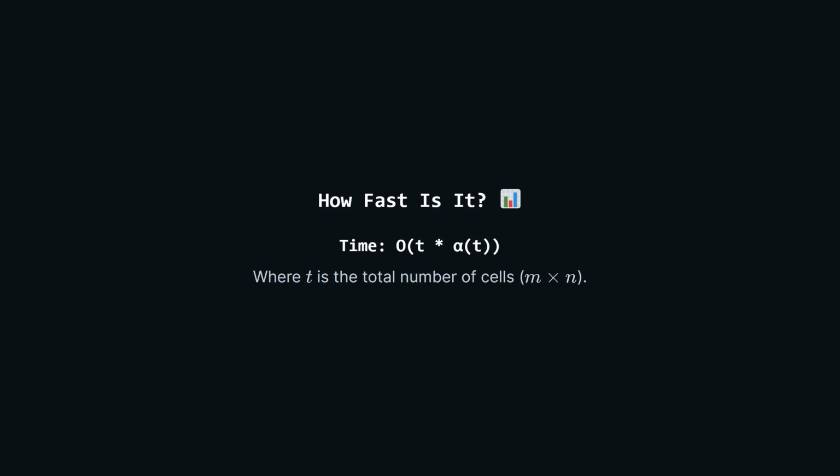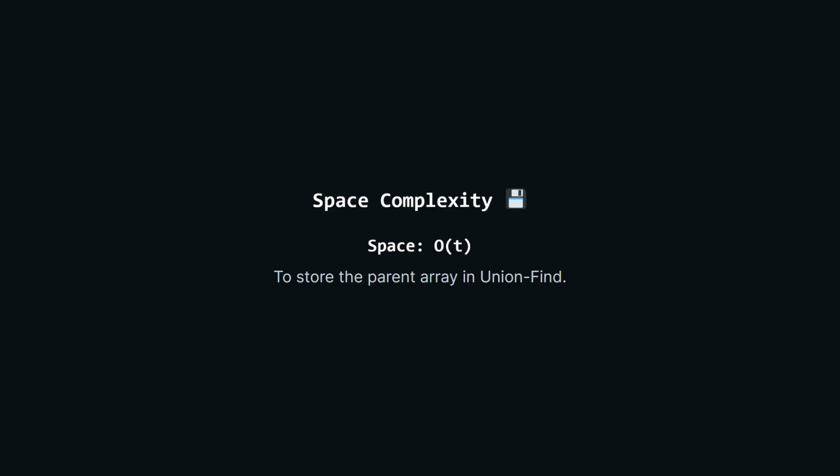Let's talk performance. The time complexity is order t times the inverse Ackermann function of t, where t is the total number of cells in the grid. The inverse Ackermann function grows so incredibly slowly that it's practically constant time, making this very fast. The space complexity is order t. This is because our disjoint set data structure needs to create a flat list that has 1 slot for every single cell in our grid to keep track of its group ID.